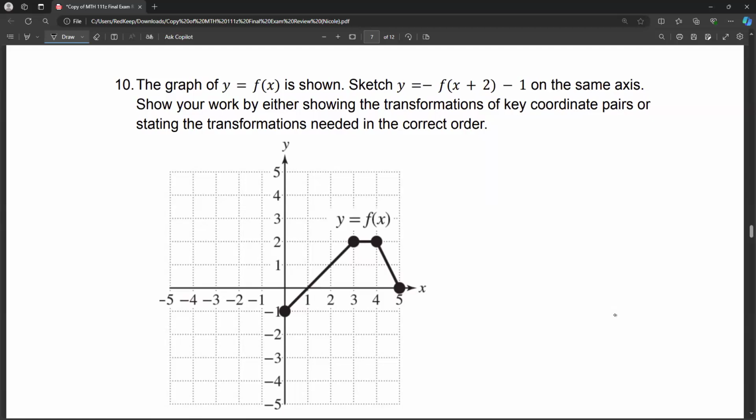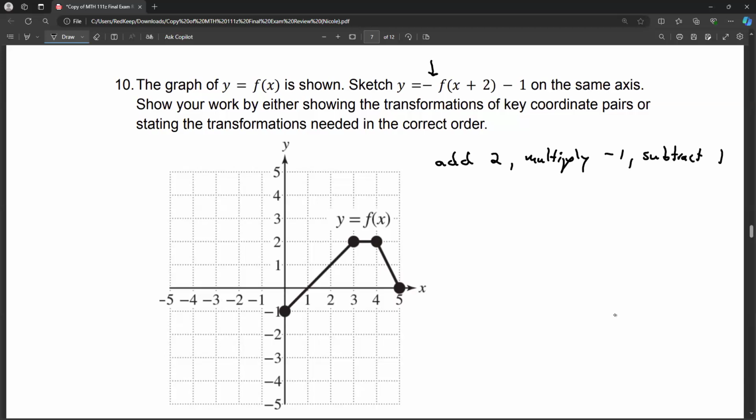The transformations do follow the order of operations that we're accustomed to. So we can take each one of these points one by one and show that it follows the order of operations. First we are going to add 2, because that's on the inside of the parentheses. Then we're going to multiply by -1, that's the coefficient out here. And then finally, we're going to subtract 1.